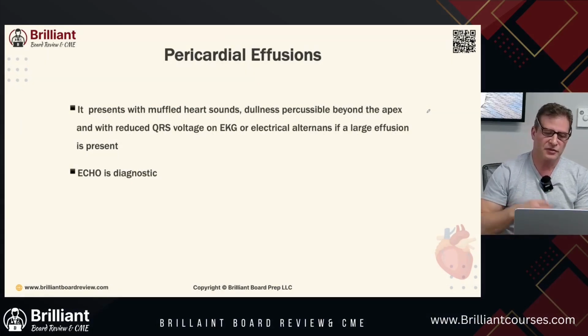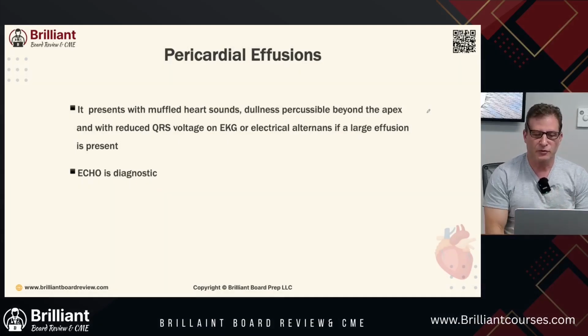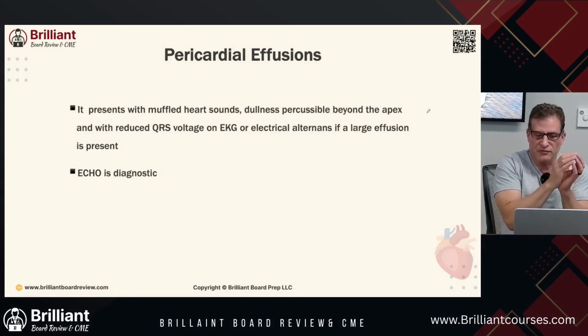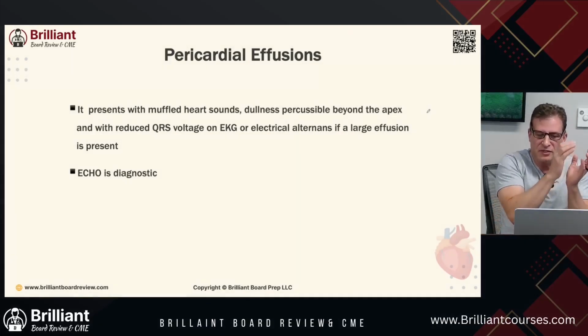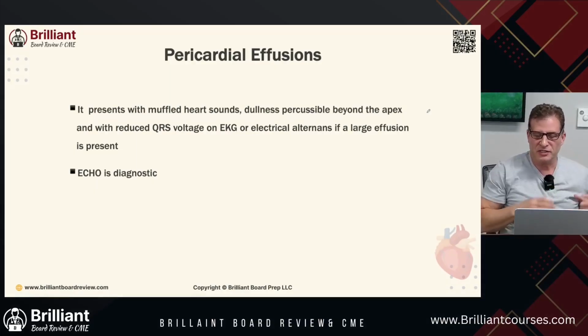Pericardial effusions present with muffled heart sounds and dullness to percussion around the apex, with reduced QRS voltage on EKG, because that fluid in there is going to stop the electrical impulses from getting to the skin. Or electrical alternans if a large effusion is present. Echo is diagnostic.